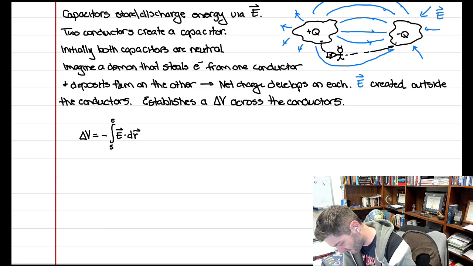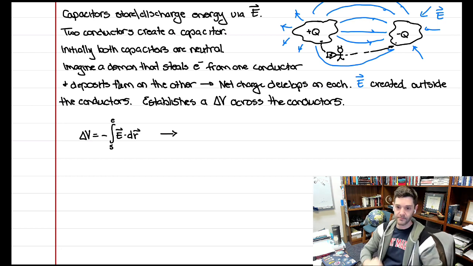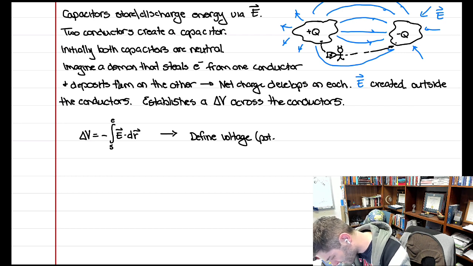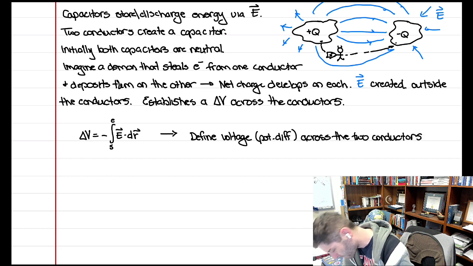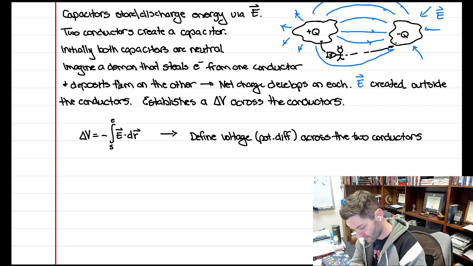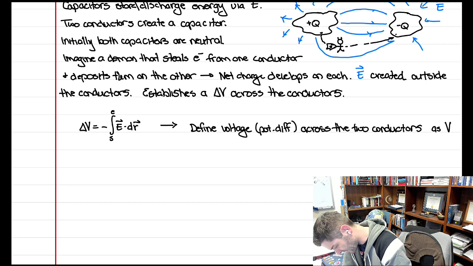Forgive me, I'm going to cave in, to match the notation of your book and the problems we'll do. And let us define the voltage, which again is the potential difference across the conductors, across the two conductors that form this general thing I'm calling a capacitor, as V sub C.